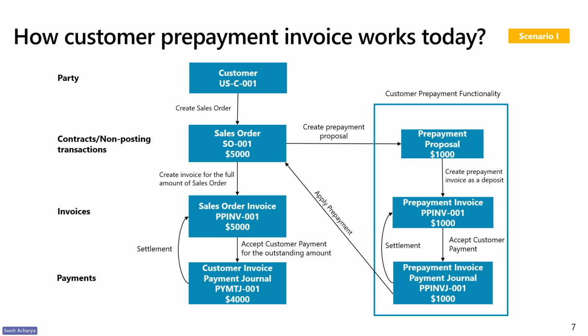And when we go ahead to receive the payment for this invoice, you would see the payment journal is created only for the $4,000, which is the outstanding amount. And once we receive this outstanding amount, we can now settle this with the sales order invoice, as the prepayment invoice was already applied. The prepayment amount was already applied to this invoice while we were creating it.